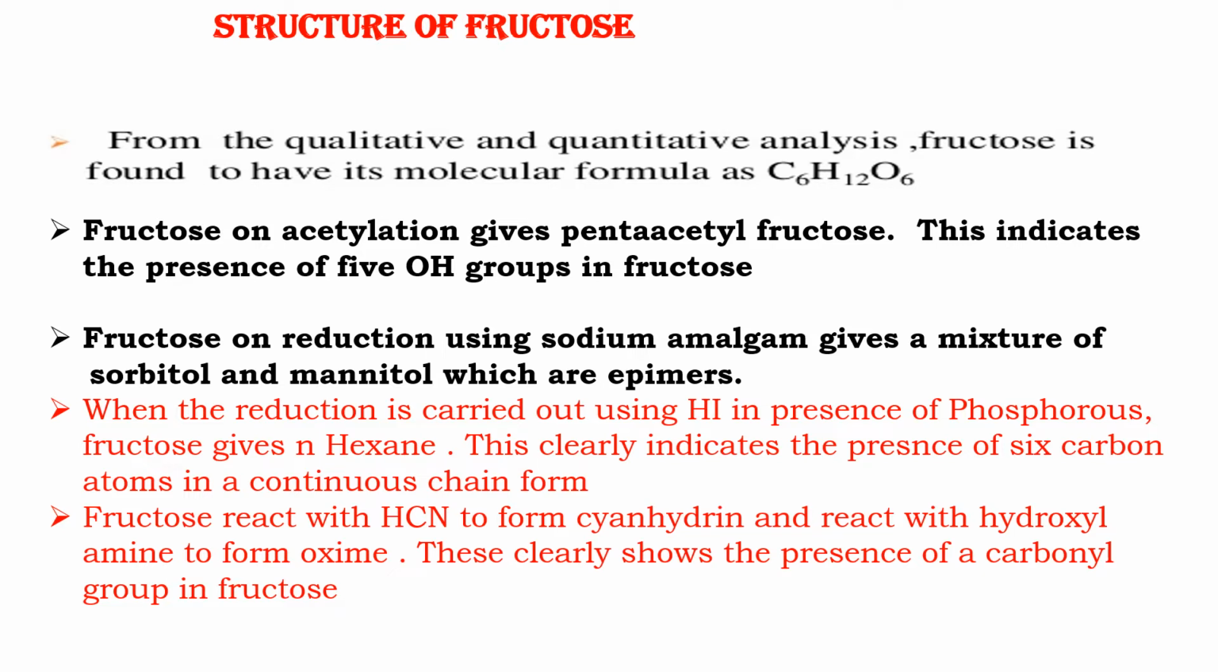Fructose reacts with HCN to form cyanohydrin, and it reacts with hydroxylamine to form oxime. This clearly shows the presence of a carbonyl group in fructose. So this observation proves that fructose has a molecular formula of C6H12O6. Fructose contains 5 OH groups. Fructose is a straight chain compound and fructose contains a carbonyl group.